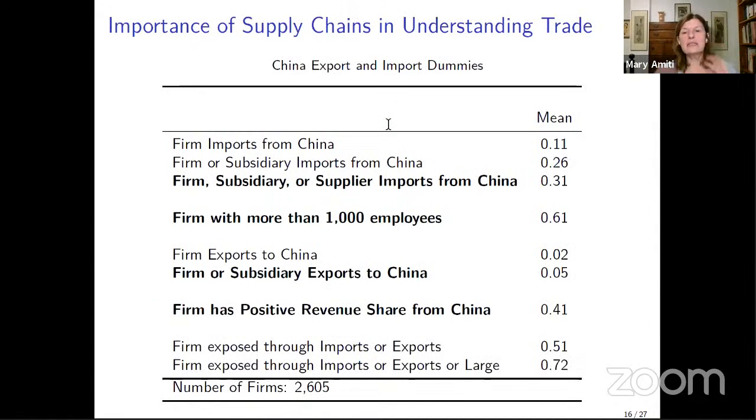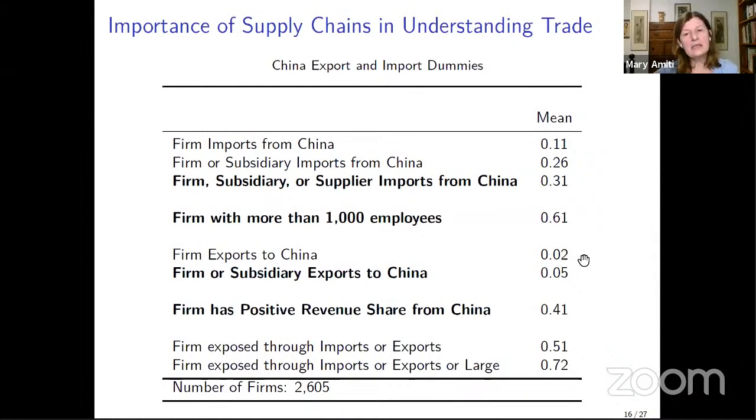So what does this data look like? If you just look at the firms that import from China from the Datamyne data, you get 11% of the firms in the CRSP data are importing. Once we add their subsidiaries' imports, this more than doubles. Then you get 26%. Adding their suppliers increases it a little bit, but the big increase comes from including their subsidiaries. The average share of firms that have more than 1,000 employees is 60% in the sample.